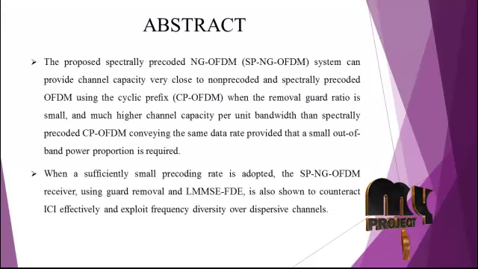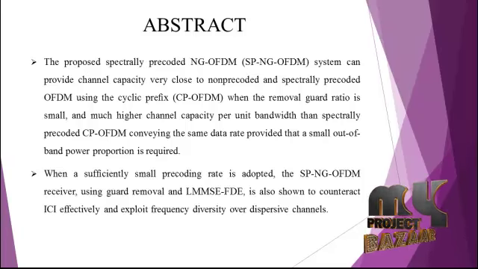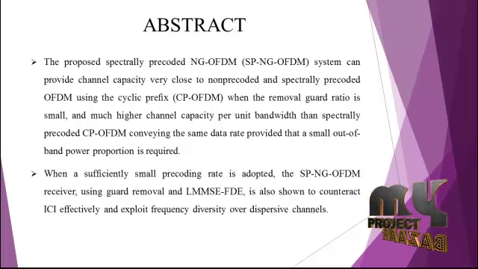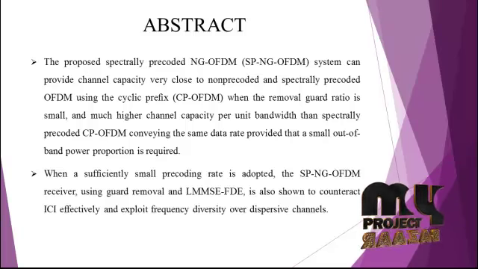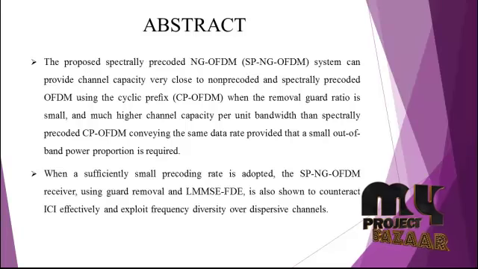The project abstract: the proposed spectrally precoded NG OFDM, that is SP-NG OFDM system, can provide channel capacity very close to non-precoded and spectrally precoded OFDM using the cyclic prefix, that is CP OFDM, when the removal code ratio is small, and much higher channel capacity per unit bandwidth than spectrally precoded CP OFDM, conveying the same data rate provided that a small out of band power proportion is required.